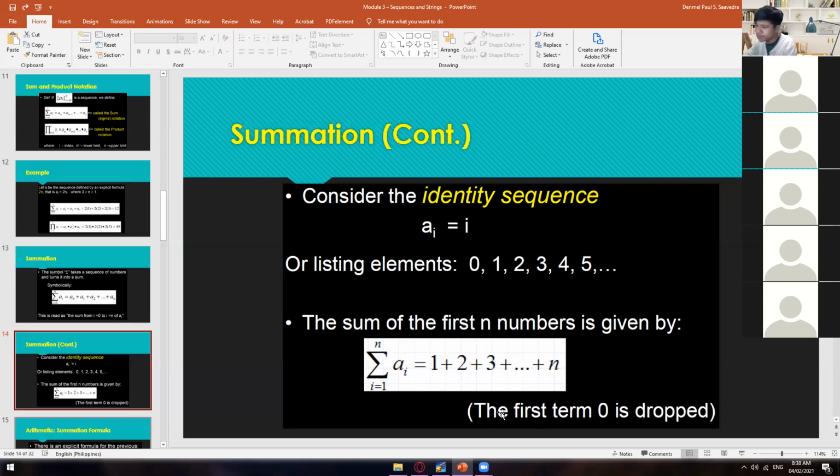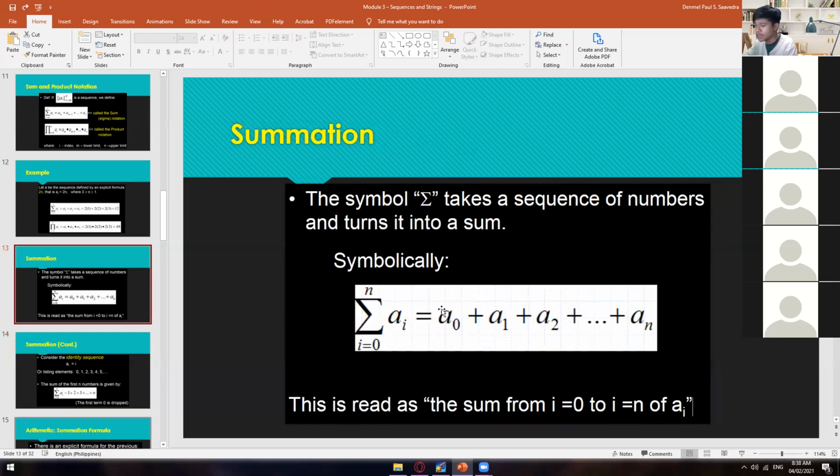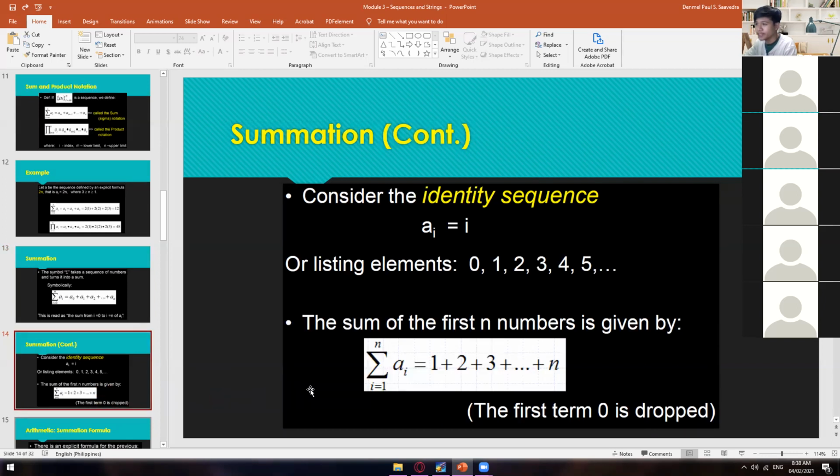In here, the first term 0 is dropped. Why is that? Because that depends on the index or the lower limit. In here we started with 0, so you have to include 0. But in here we started with 1, so we have to start with 1. So this is your indicator. Where will you start?